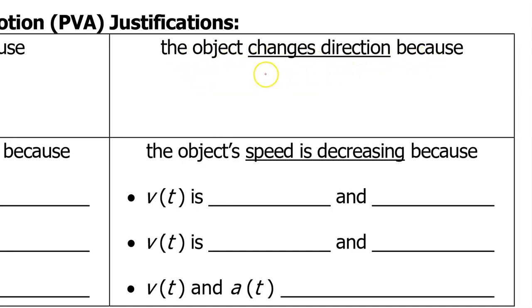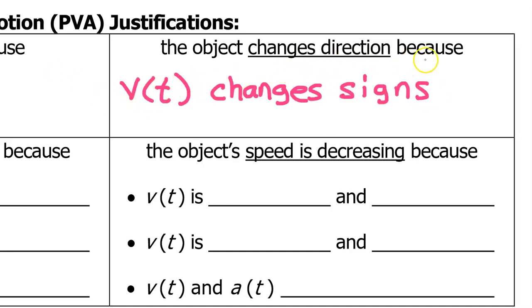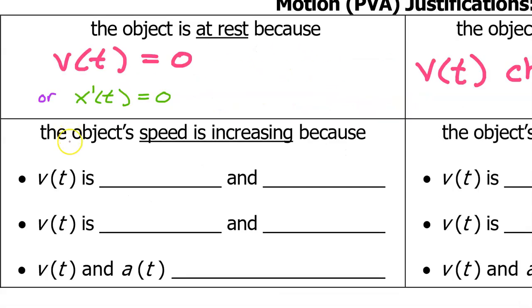Well, the sign of the velocity indicates the direction. If the velocity is positive, it means that the object is moving to the right or up. If the velocity is negative, it means that the object is moving to the left or down. If an object changes direction, we will know because the velocity changes signs. So if the velocity goes from positive to negative or from negative to positive, we know that the object is changing directions.